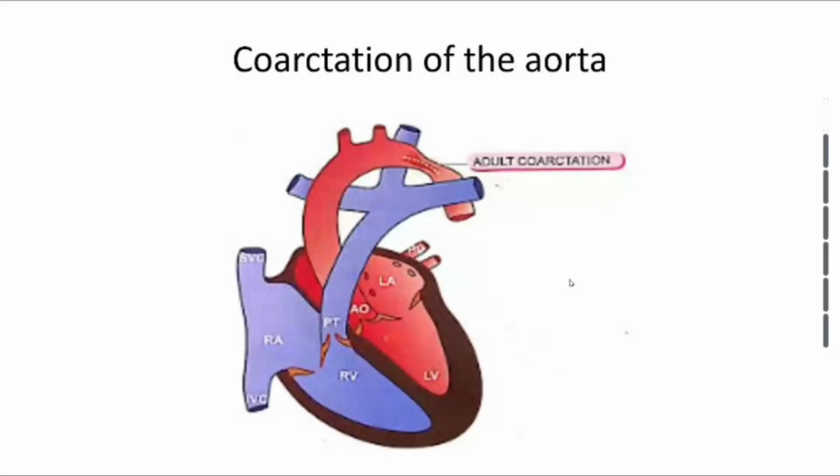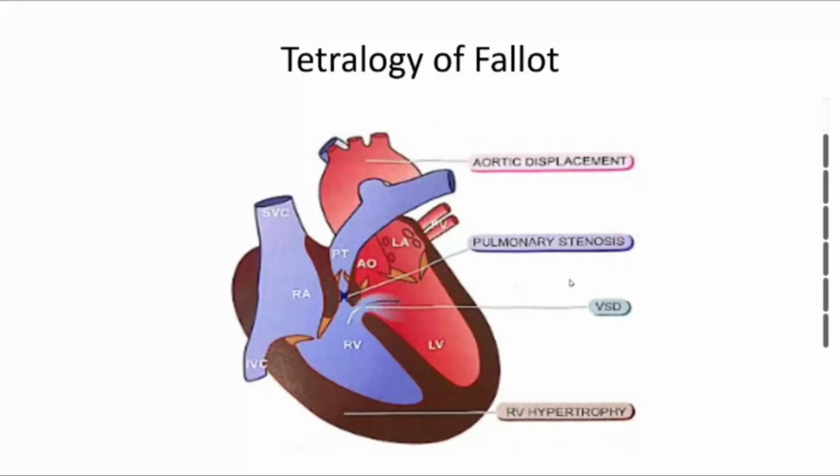We have the tetralogy of Fallot. And then you can see all those. There is the ventricular septal defect. You can see the defect, there's an opening between the left ventricle and right ventricle. As you see, some deoxygenated blood will move directly from the right ventricle into the left ventricle.